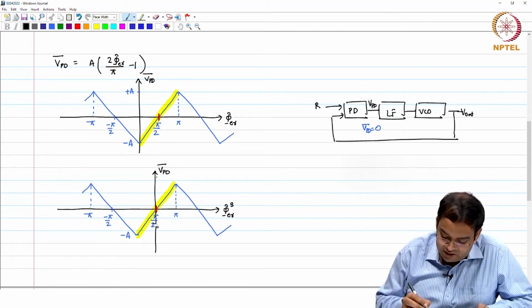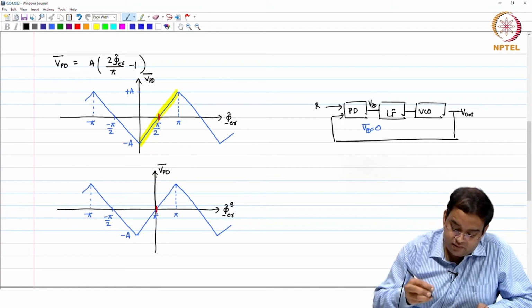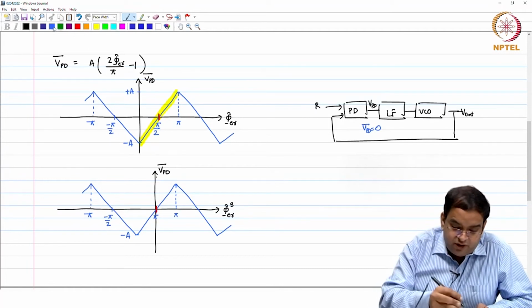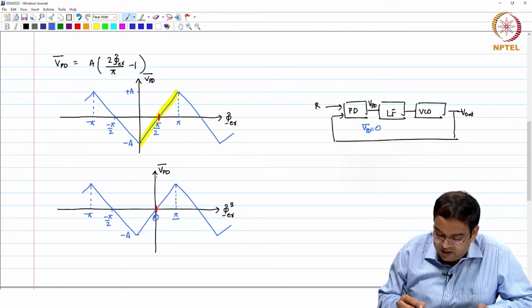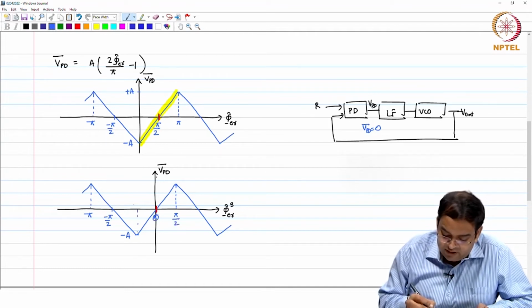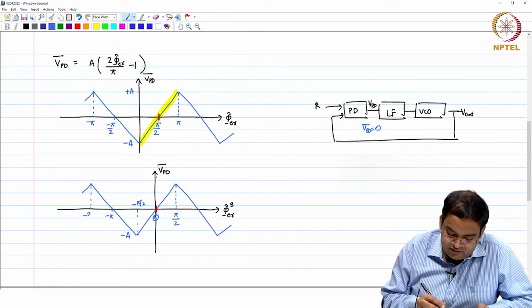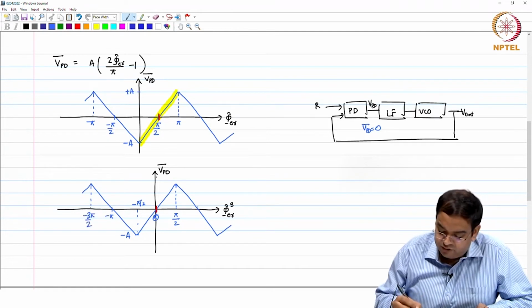So, I need to change this. Oh, yeah, this is 0 here, this is plus pi by 2 and this one is minus pi by 2. I am just changing my axis and this becomes minus pi, this is minus 3 pi by 2 and so on.